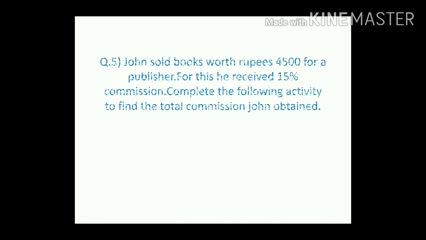Question number 5. John sold books worth rupees 4,500 for a publisher. For this, he received 15% commission. Complete the following activity to find the total commission John obtained. Here, children, the selling price of the books is given, 4,500. Okay, and the commission is given, children, 15%. So here we have to find out the total commission that John has obtained.